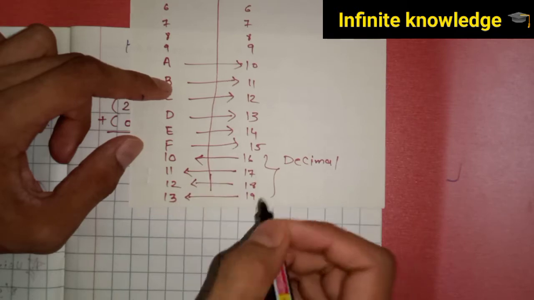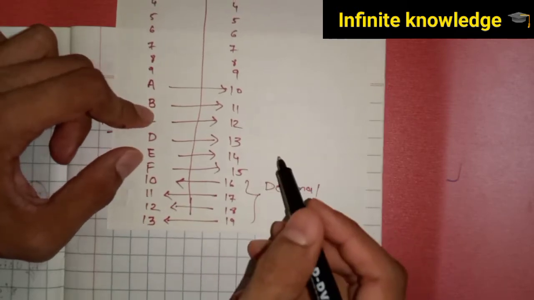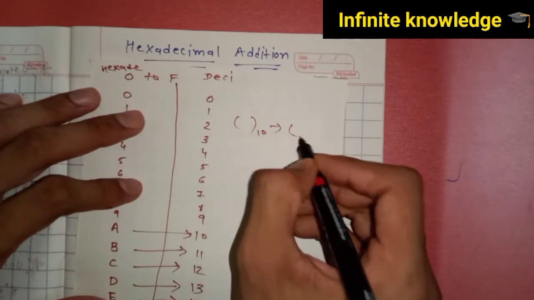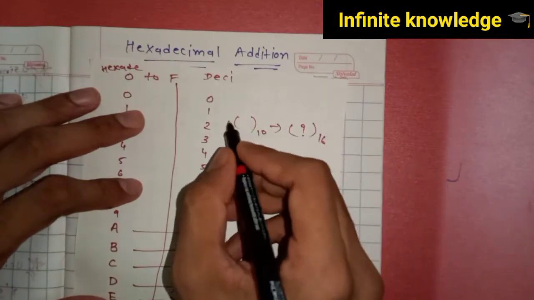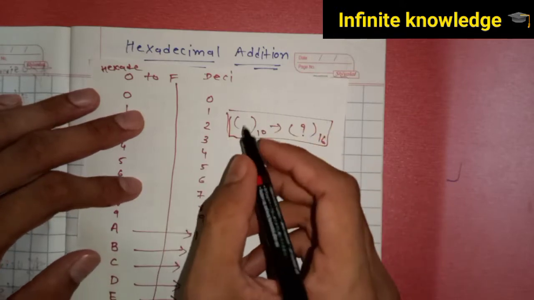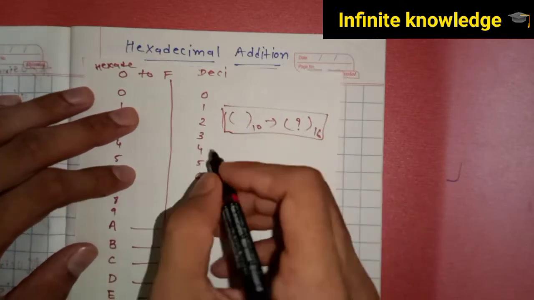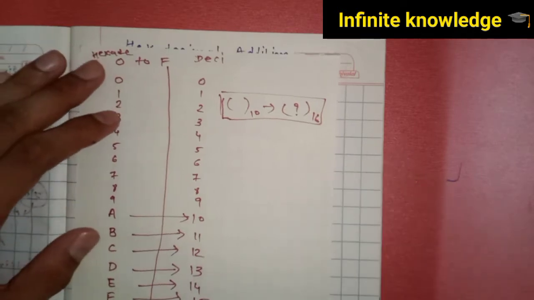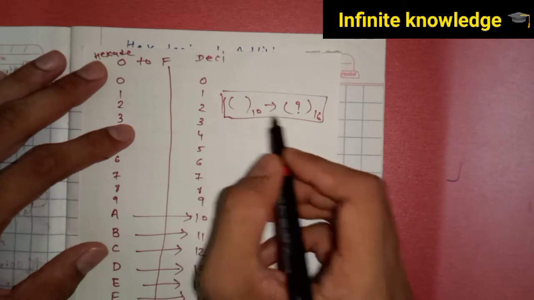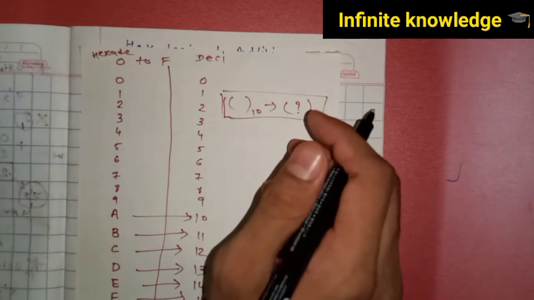There are some methods by which you are able to convert a decimal number into a hexadecimal number. How are you able to convert? I have already made a video on this. You can see that video, and I have given the link in the description, so it will be more clear. First see how to convert a decimal number into a hexadecimal number system.